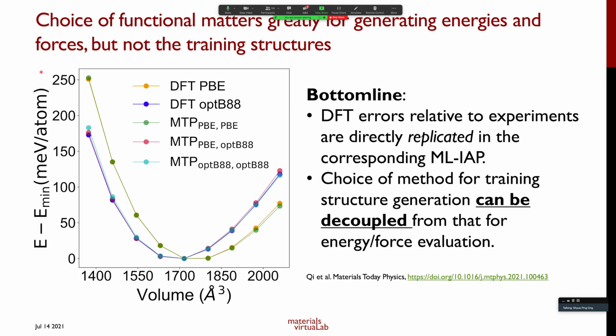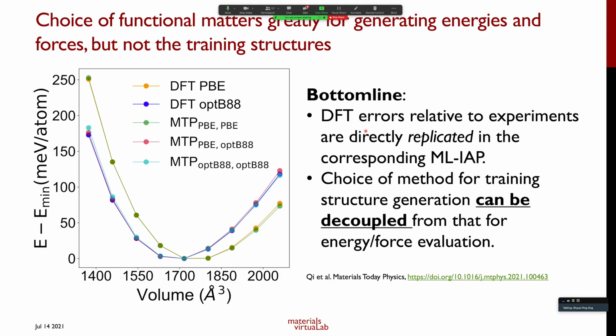So we also look at things like the EOS curve, the equation of states, and again, the message is still the same. Essentially, you reproduce the EOS curve of the corresponding DFT functional that your MTP is based on.